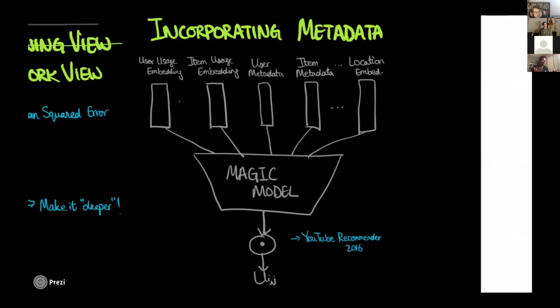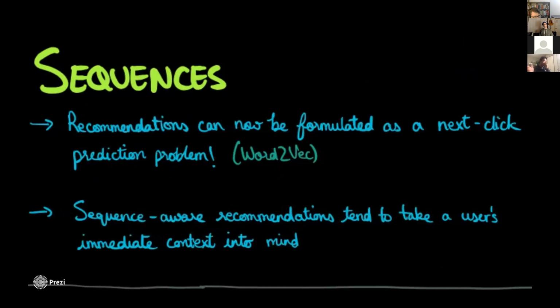That's where deep learning really starts to shine, because now you can take usage embeddings, metadata embeddings, location embeddings, and again, you pass it through your magic deep neural model and then do a dot product at the end and still do the same thing. But in this embedding world, this is much easier to do. So if you're curious, there's a paper on it.